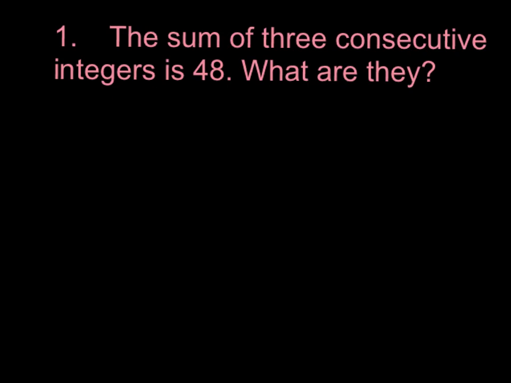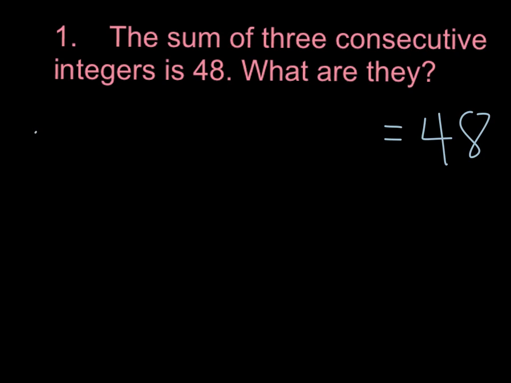I don't remember doing this one the other day, so we're going to do it today. It says the sum of 3 consecutive integers is 48. Now I'm going to start with the 48 because I always start with the total. And I know to get this total I have 3 numbers. The consecutive means they're together: 7, 8, 9, 10, 11, 12, 50, 51, 52.